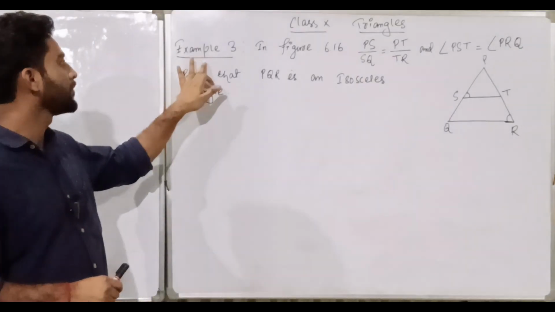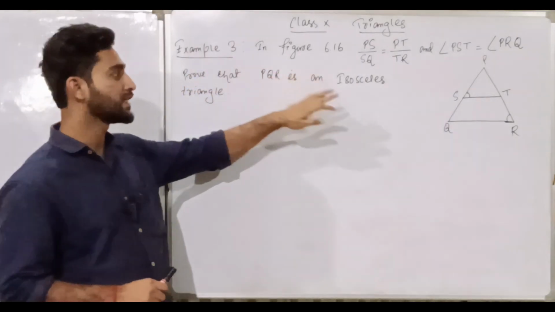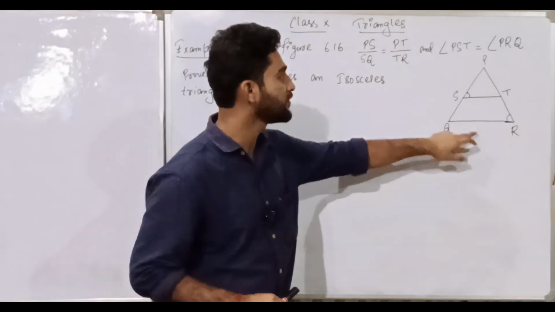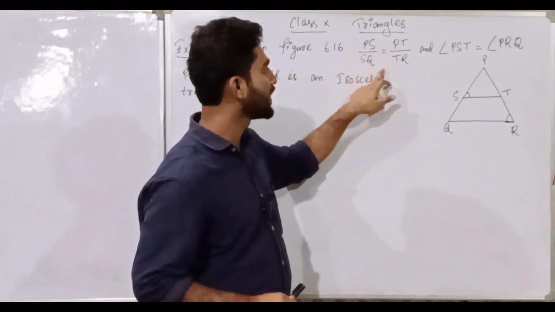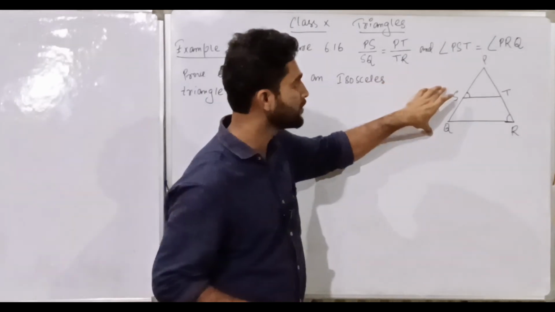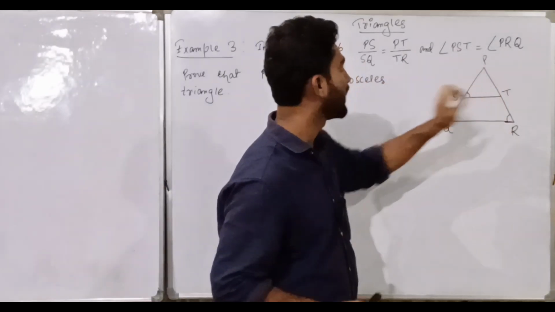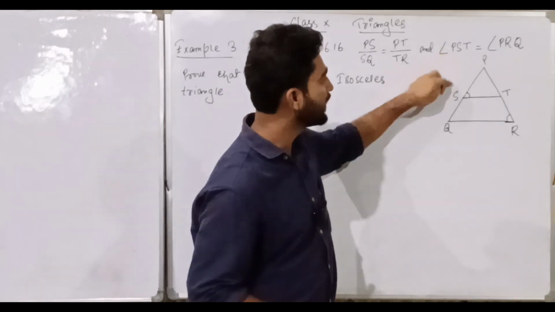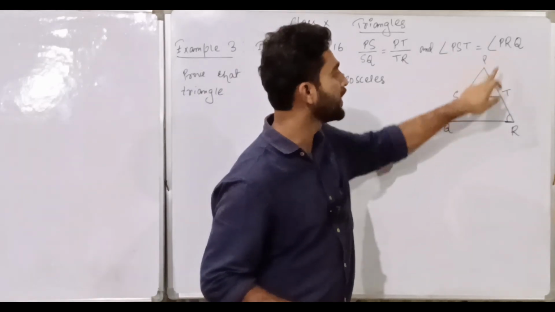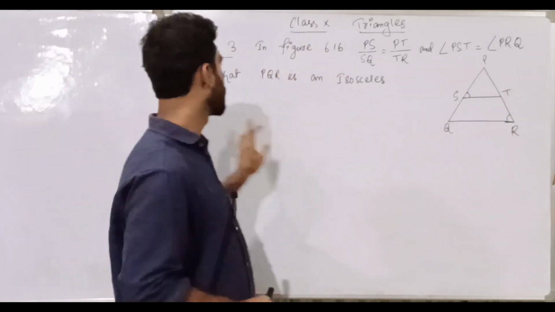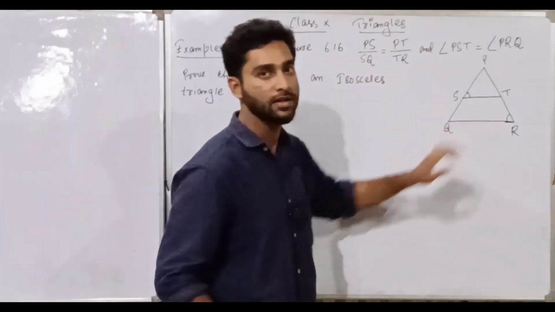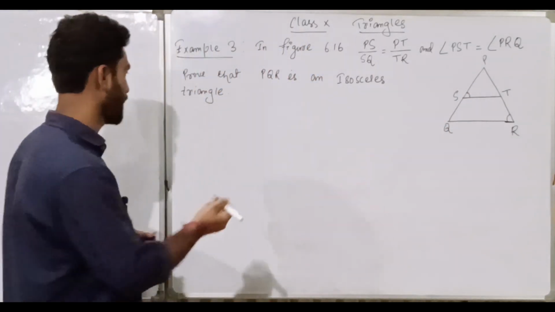So this is NCERT example number 3. Let's see what is asked in this question. Here a figure is given. In this figure, PS divided by SQ is equal to PT divided by TR, given. And one more piece of information is given: angle PST is equal to angle PRQ. What we have to prove is that triangle PQR is an isosceles triangle.